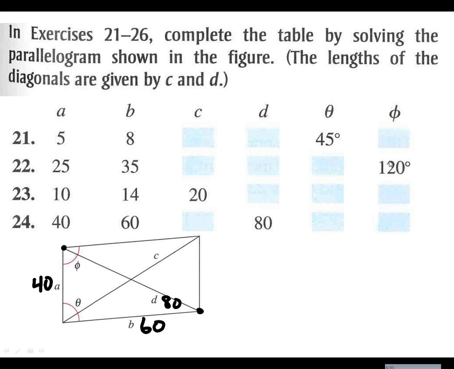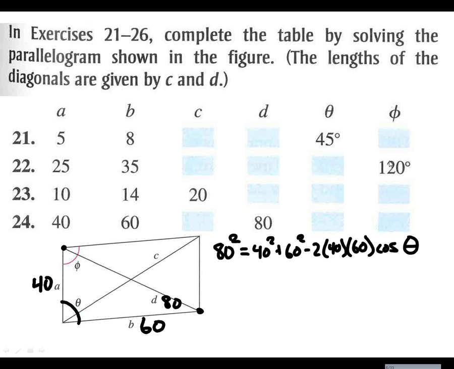Let's find theta first. Theta is the angle across from 80, so 80 is the number that sits by itself in the 80 squared. 80 squared equals 40 squared plus 60 squared minus 2 times 40 times 60 cosine theta. Plug this in. 80 squared is 6,400.